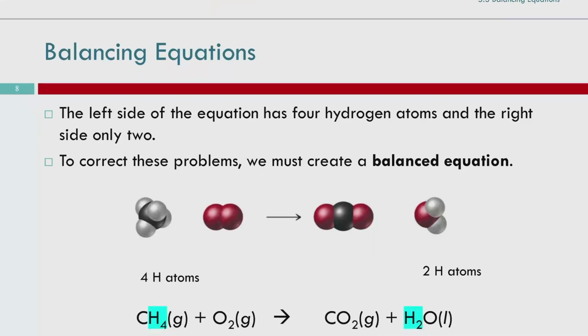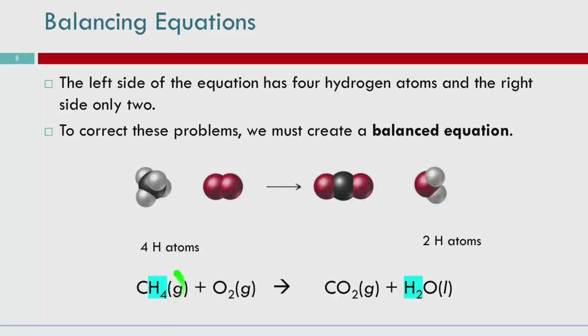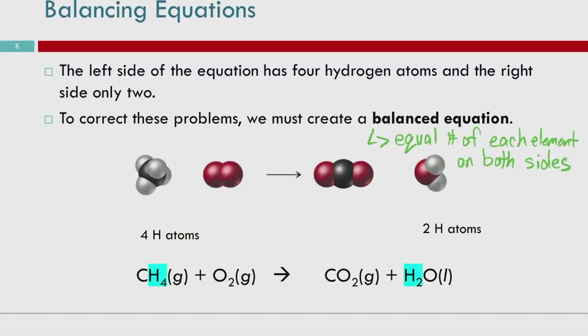We also have an imbalance with our hydrogen atoms. We've got 4 hydrogen atoms on our reactant side, and we only have 2 hydrogen atoms on our product side. So to solve these issues, we're going to come up with a balanced equation. Our balanced equation will have an equal number of each atom of each element on both sides. This is a basic skill in chemistry, as are a lot of things in this class. It's general chemistry. It's foundational to a lot of the other chemistry that you'll learn.